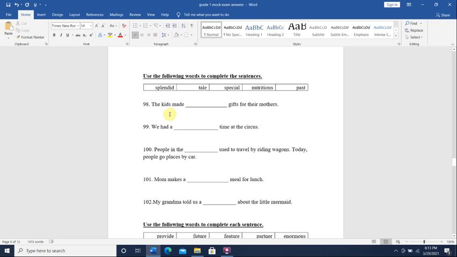So, okay, I want you to read the sentence before you choose the word. And then after you choose the word, you put it and then you read it with the answers, okay? To make sure that it suits or agrees with the sentence. Number 98, the kids made blank gifts for their mothers. The kids made special gifts, okay?